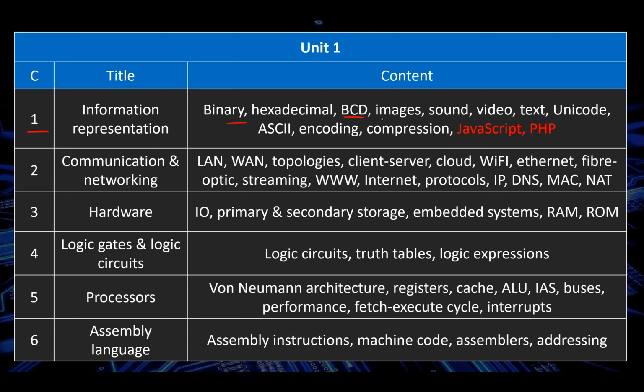Something called BCD, binary coded decimal. Images, sound, video, text. Different character sets, Unicode and ASCII. Different ways we can encode data, different forms of compression, lossy and lossless.